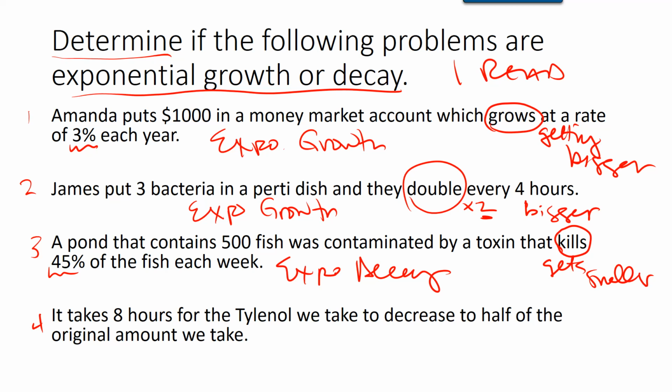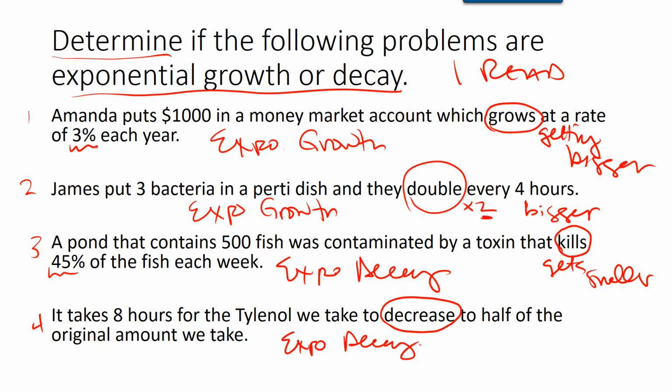And the last one, number 4. It takes 8 hours for the Tylenol we take to decrease to half of the original amount we take. Well, the key word here, it's pretty obvious, is decrease. That automatically tells us that it's exponential decay.